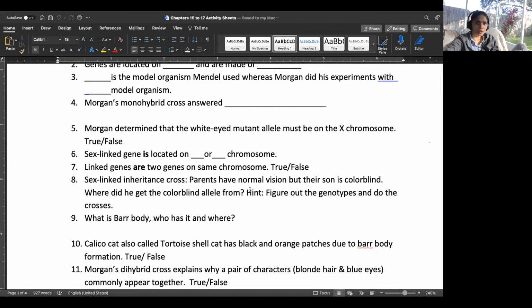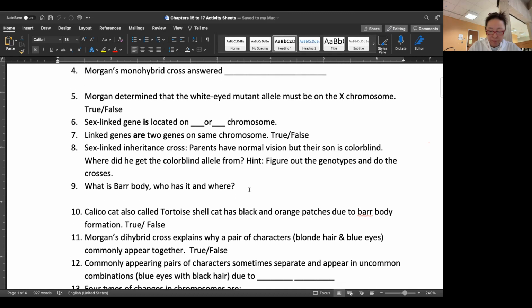Simple, right? We have been talking about it from the mitosis chapter. Next. Number seven. Linked genes are two genes on the same chromosome, which is true. Good. Number eight, sex-linked inheritance cross.